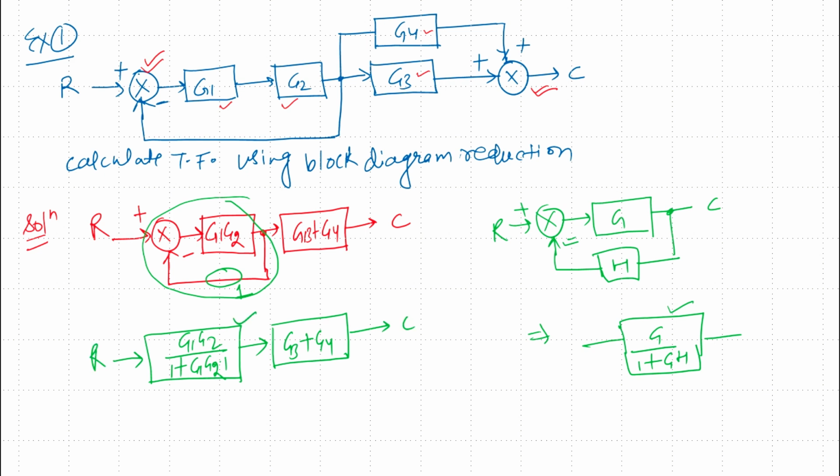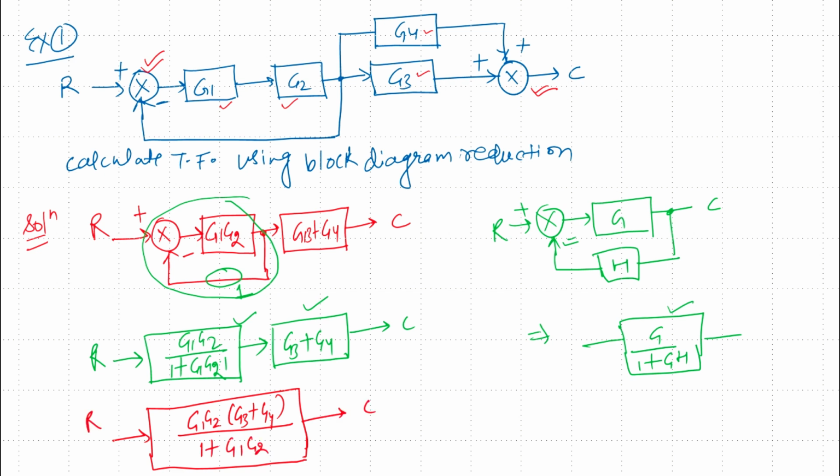Now these two blocks are in series, so both the gains will be multiplied. So finally I can represent it with a single block with the gain G1 G2 multiplied by G3 plus G4, since both the blocks are in series, divided by 1 plus G1 G2. So the transfer function of this complete block is C by R, which is the output divided by input, equals G1 G2 (G3 plus G4) divided by 1 plus G1 G2. Okay, so I think you got this.